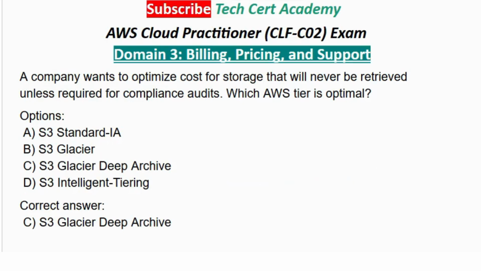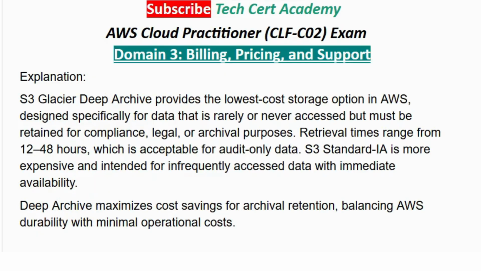A company wants to optimize cost for storage that will never be retrieved unless required for compliance audits. Which AWS tier is optimal? Options: A. S3 Standard IA, B. S3 Glacier, C. S3 Glacier Deep Archive, D. S3 Intelligent Tiering. Correct answer: C. S3 Glacier Deep Archive. Explanation.